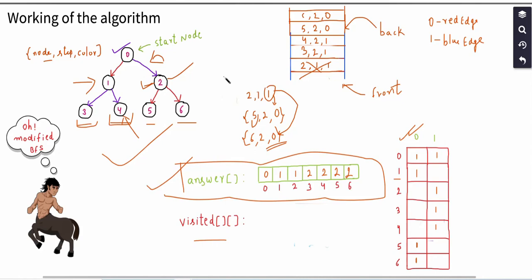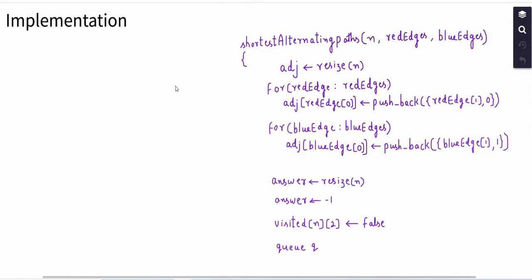So let's see the implementation for this algorithm. Okay, so this is the implementation for the modified BFS algorithm. This is the function shortest alternating paths, which takes in the number of nodes in the given graph, red edges and blue edges.